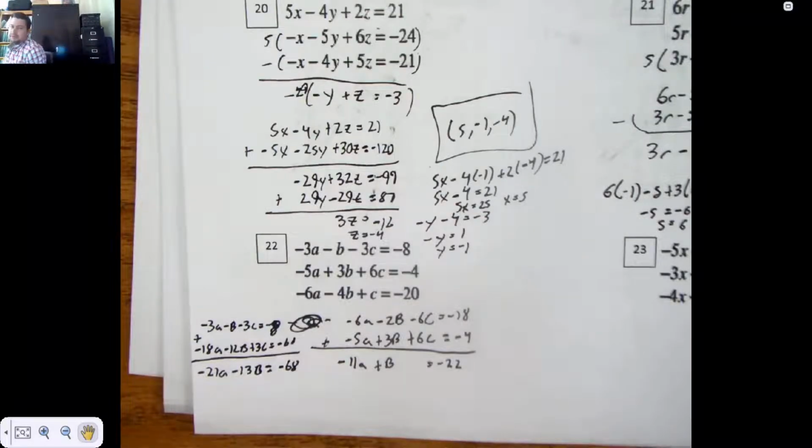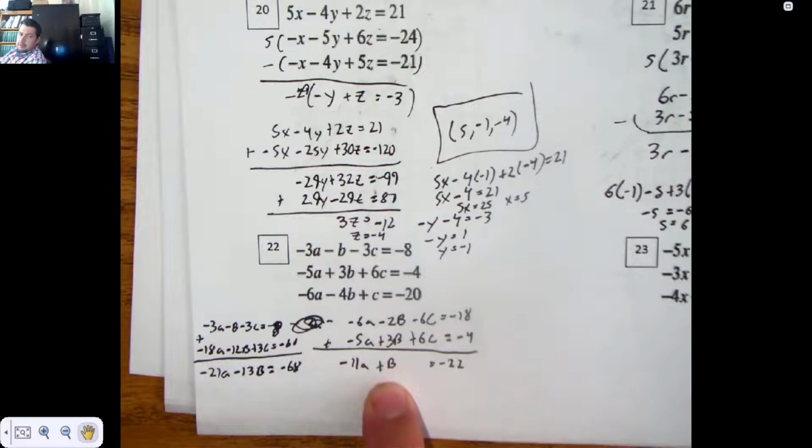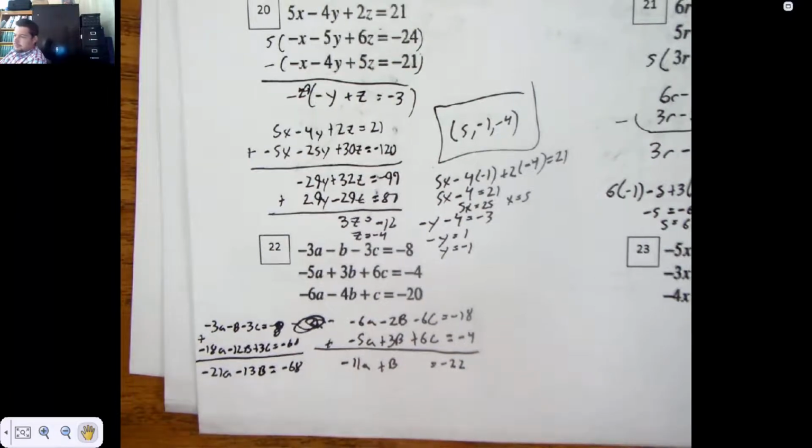Well, these numbers got big, didn't they? That really kind of stinks. I should probably go back and make sure I did everything right. I don't see anything wrong. So, what are we going to have to do here? We're going to have to multiply this by 13. Bummer.